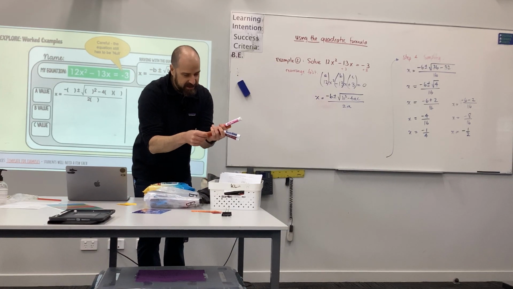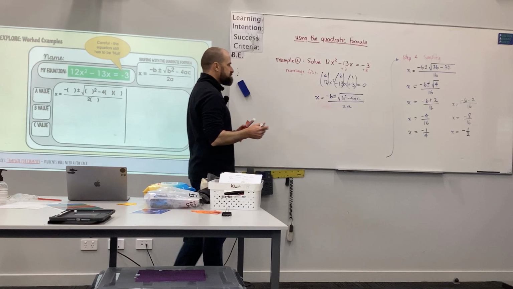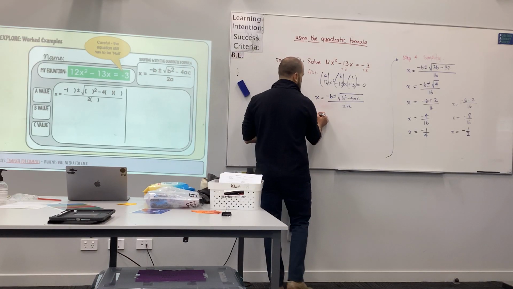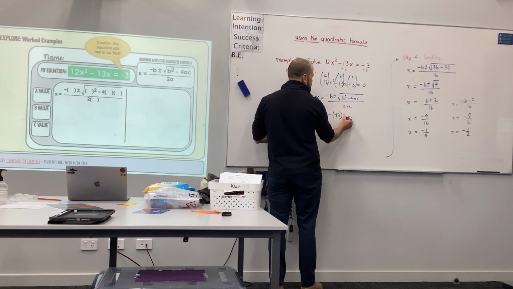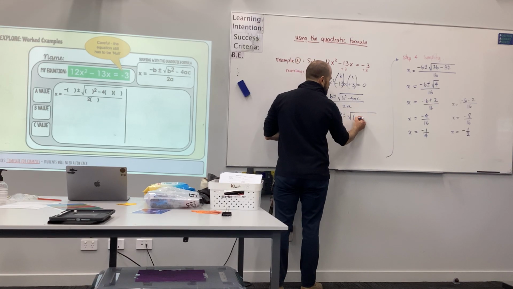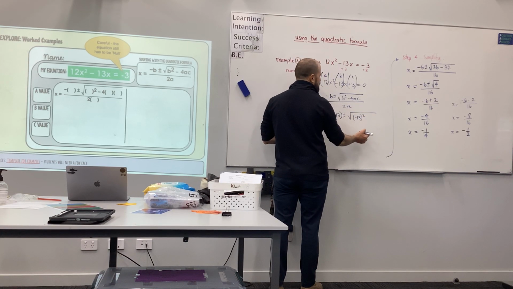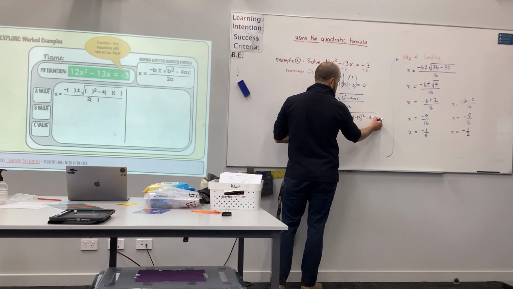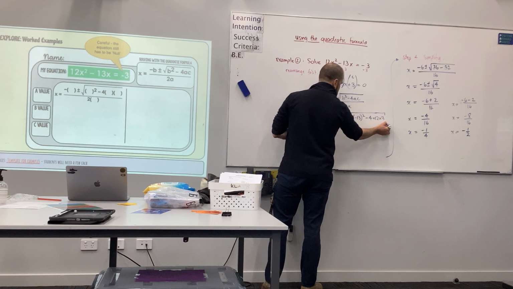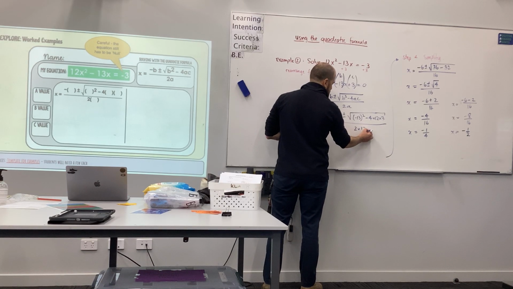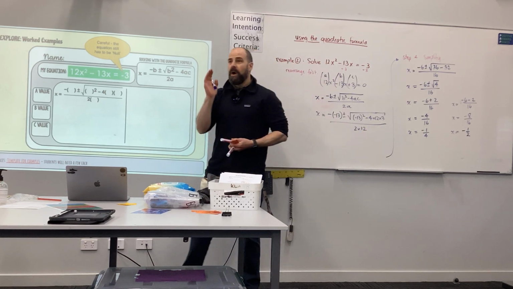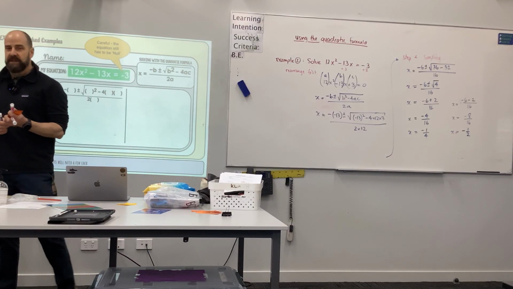Okay, Mary's not here. Dylan, what do we do next? Substitute. So x equals negative 13 plus or minus the square root of negative 13 squared minus 4 times 12 times 3, divided by 2 times 12. Now, I do not want you to put this into your calculator.